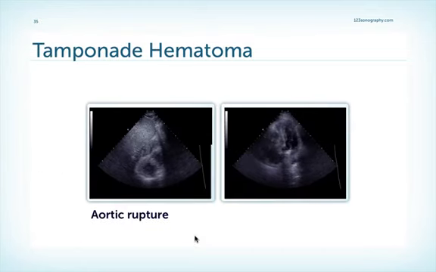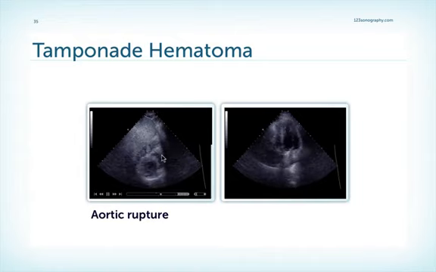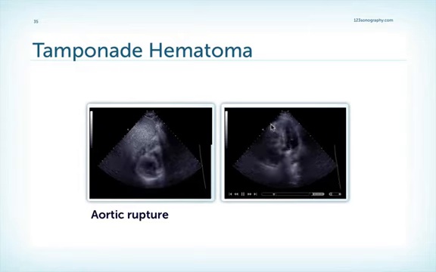Here is an example of a patient who has acute tamponade because of aortic rupture. In this short axis subcostal view, you can see hematoma within the pericardium and also free blood. This compresses the left ventricle, which is very small, and also the right ventricle. You can see this very nicely here in this 4-chamber view. There's only a very small cavity remaining of the right ventricle.